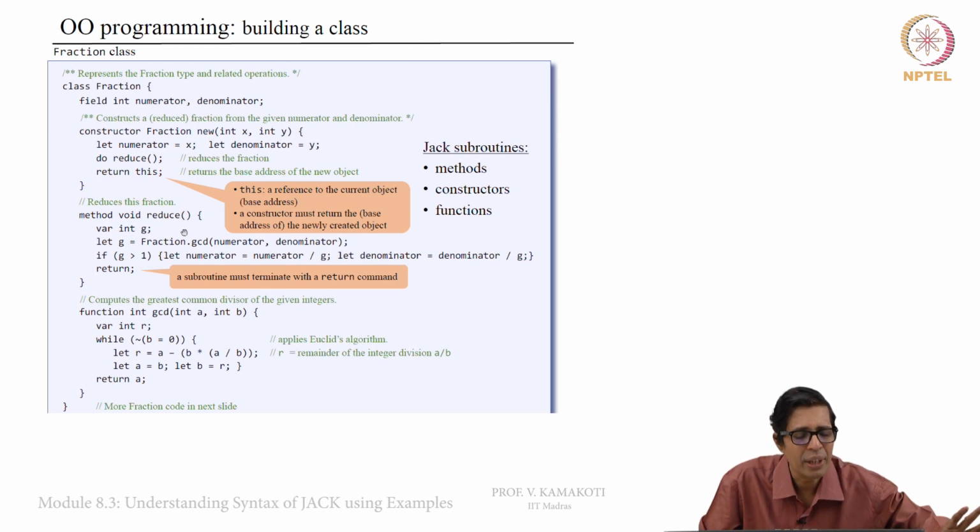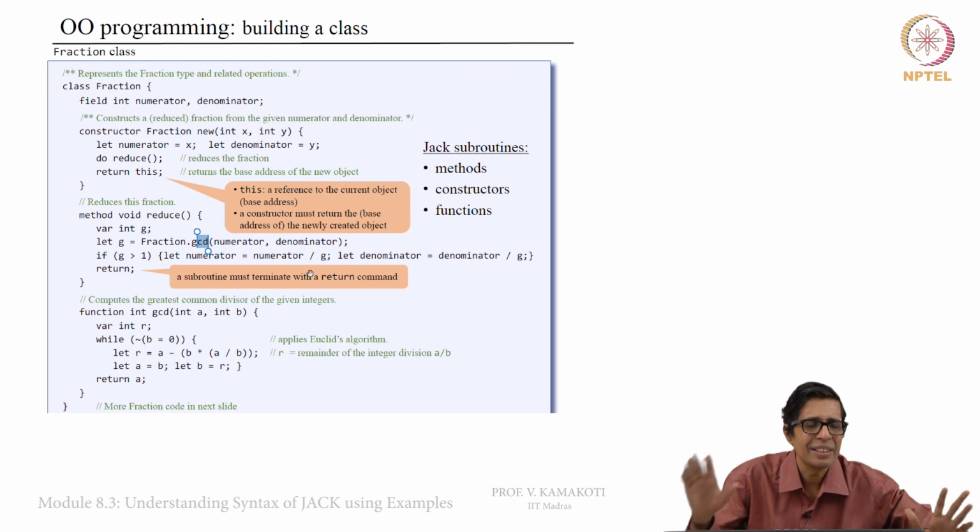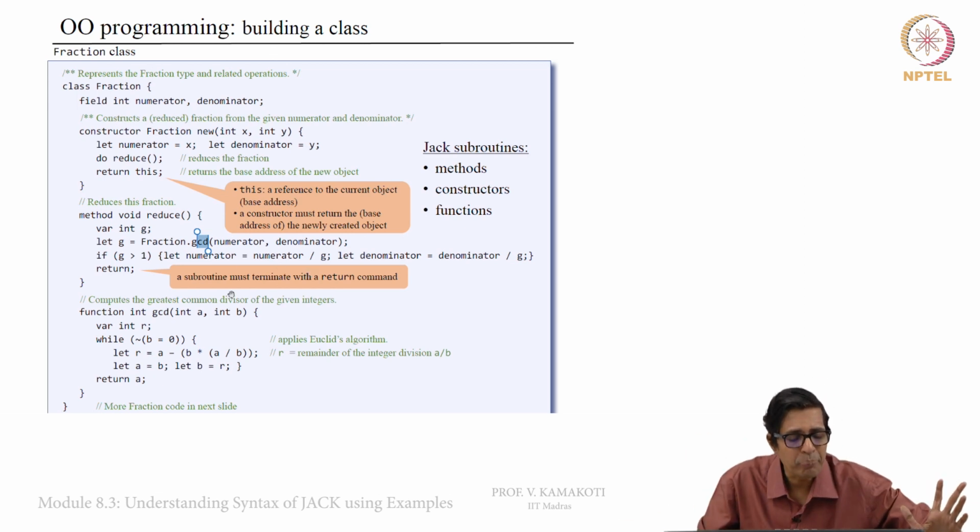Okay. So, void reduce will do g equal to fraction dot GCD, greatest common divisor of numerator comma denominator, right. And if g is greater than 1, let numerator equal to numerator by g, let denominator equal to denominator by g, and it will return. Okay. So, essentially this will adjust the numerator and denominator to become equivalent. So, how do you compute the GCD?